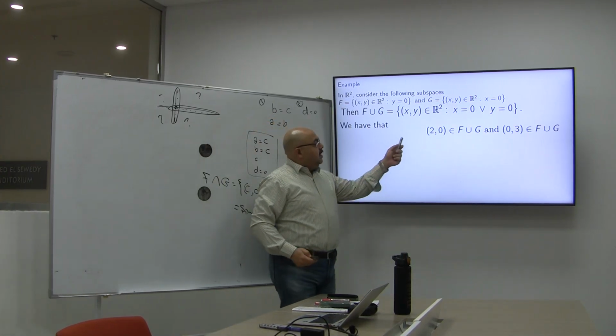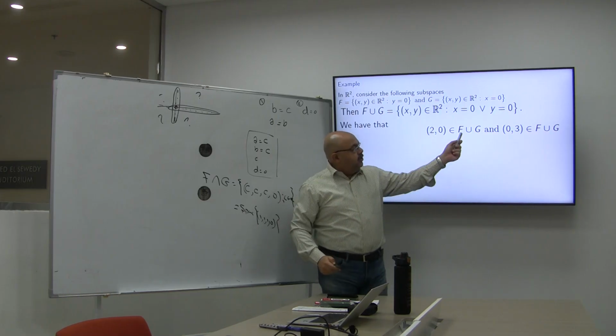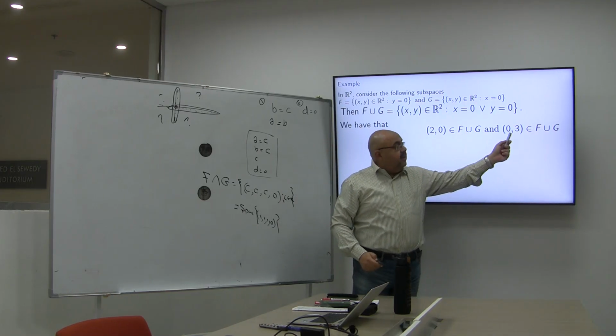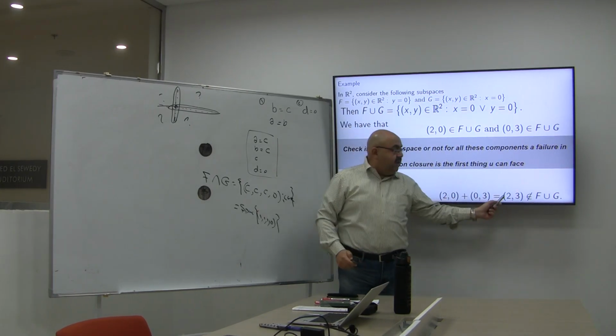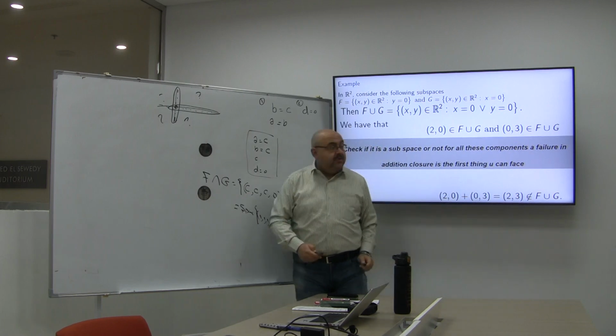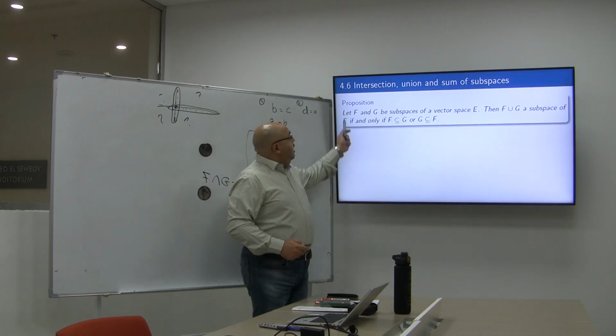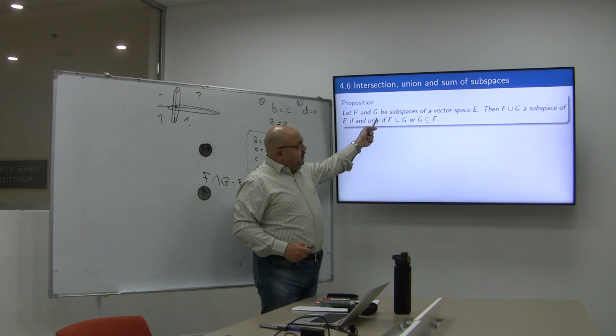Of course, same way, like 2 and 0, it belongs to the union. 0 and 3 belongs to the union. This is a point on the y-axis, and that one is on the x-axis. But the point 2 and 3 doesn't belong to their union. Okay, if F and G are subspaces of a vector space, then the union is a subspace if and only if.